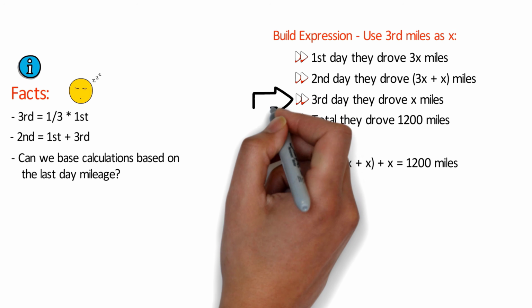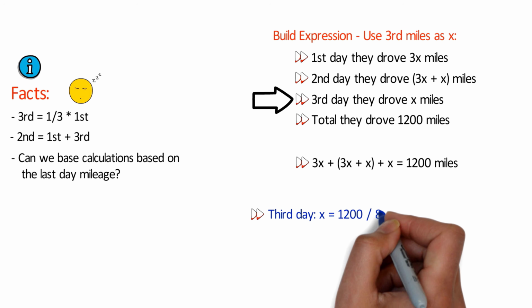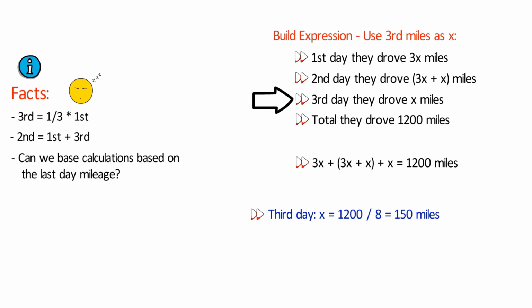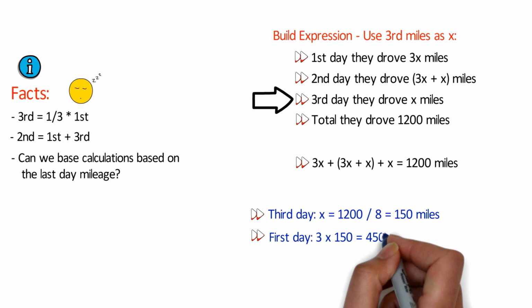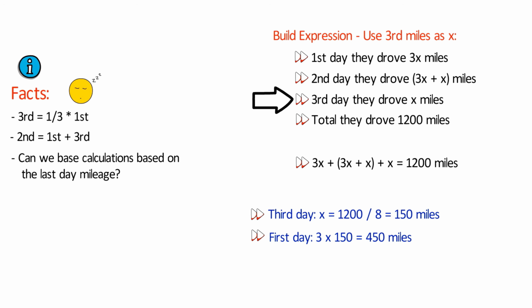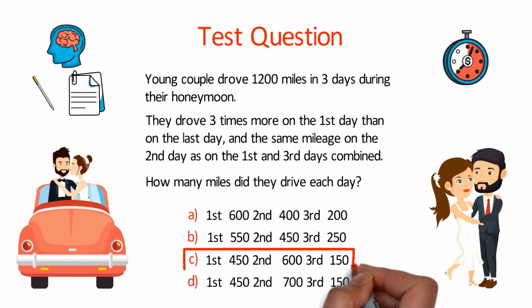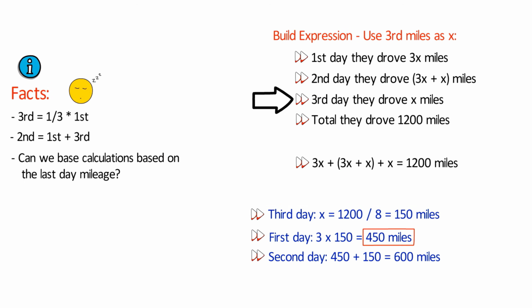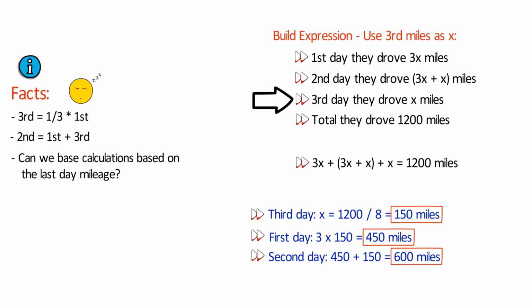Let's do the calculation for x, which also represents the third day. X equals 1200 divided by 8, which is 150 miles. And this is how many miles they drove on the third day. On the first day then, they drove 3 multiplied by 150, which is 450 miles. And on the second day, they drove 450 plus 150 equals 600 miles. So the correct choice here is choice C. On the first day 450 miles, second day 600 miles, and on the third day 150 miles.